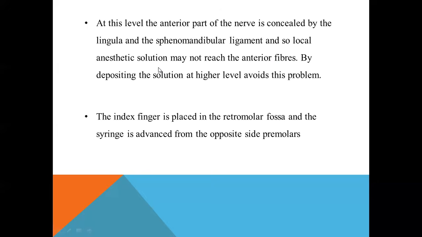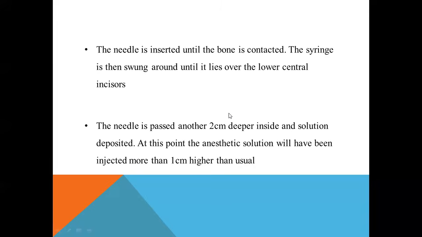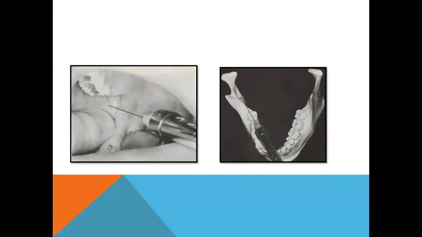The index finger is placed in the retromolar fossa and the syringe is advanced from the opposite side premolar. The needle is inserted until the bone is contacted. The syringe is then swung around until it lies over the lower central incisor. The needle is passed another 2 cm deeper and the solution is deposited. At this point, the anesthetic solution will have been injected more than 1 cm higher than usual. It is very difficult to remember everything, so just remember 1 cm higher than the usual technique is called the Clark and Holmes technique.